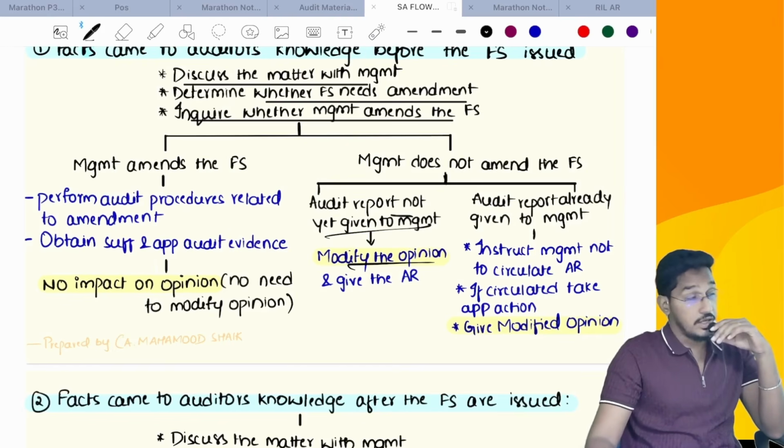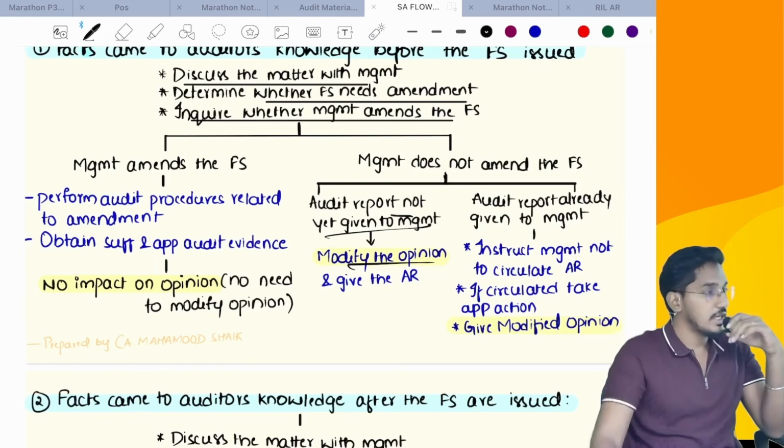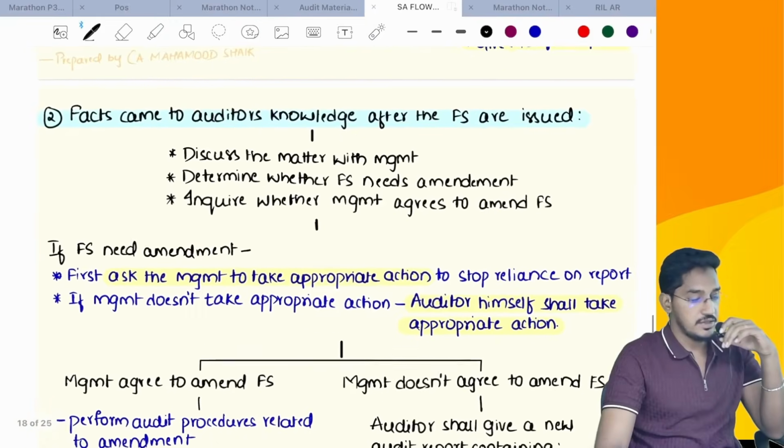Then what if, without listening to you, the management has still circulated? You have to take appropriate action to stop the people from relying on the auditor's report. Whatever action you will take, that you will decide. So take the appropriate action and stop the circulation. First you should instruct the management not to circulate. If circulated, take the action to stop the circulation. Then what should you do? Give a new audit report which contains a modified opinion and ask them to circulate this new audit report now. So this is the case if you came to know about a subsequent event before the financial statements are issued.